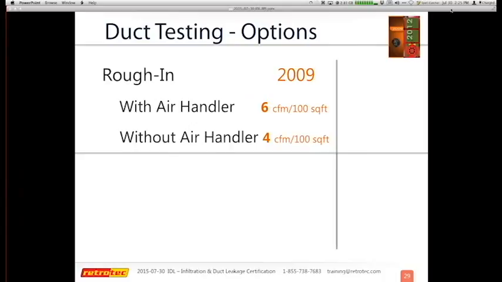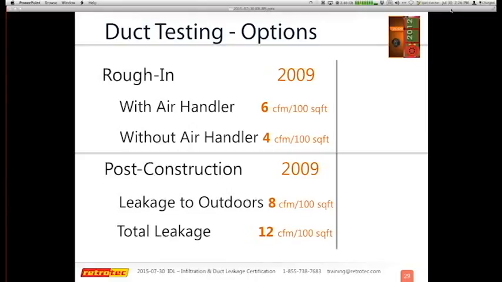For the 2009, again, this is just duct testing by itself, you have a rough-in, which means you just have the unit, or we do not have an air handler. If you have the air handler and it's still in the rough-in stage, which means you don't have grills or a variety of other details, you're allowed 6 CFM. Without an air handler, you can get down to 4. A lot of places, the first thing to go in is the air handler. If you do post-construction, which is considered drywall is in, usually just before occupancy, then you're allowed leakage outdoors in 2009 still. So we're at 8 CFM, total leakage at 12. That's a pretty high number.